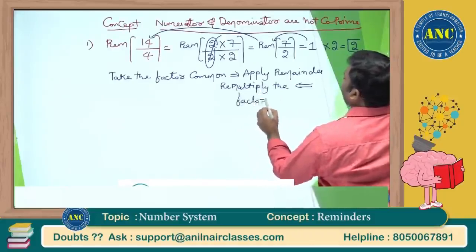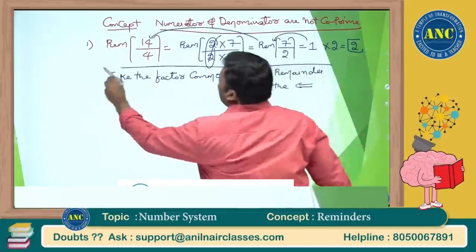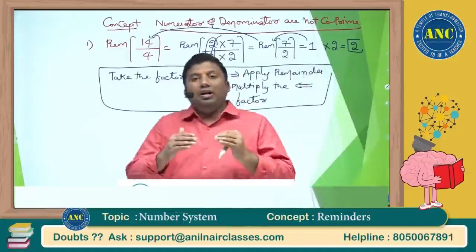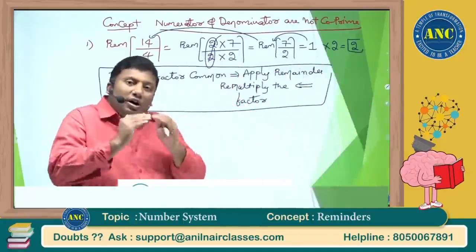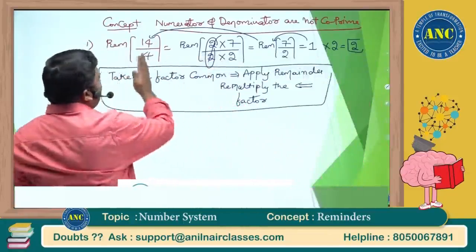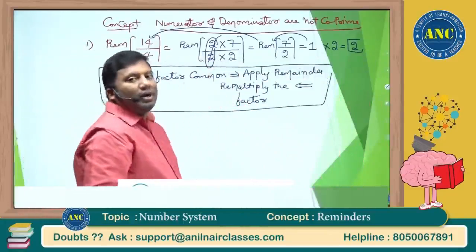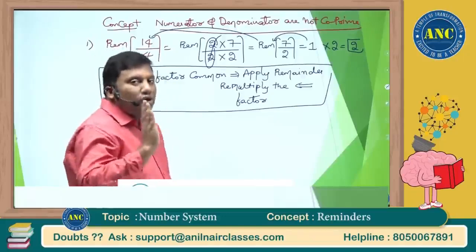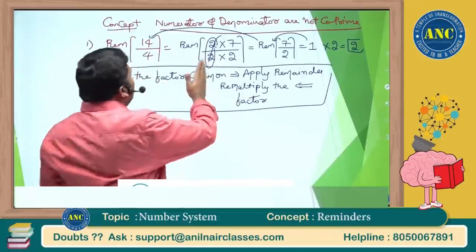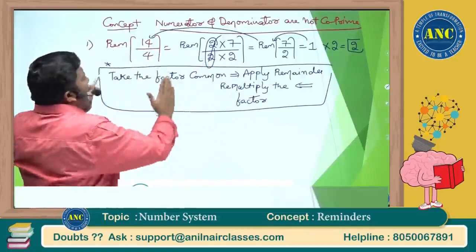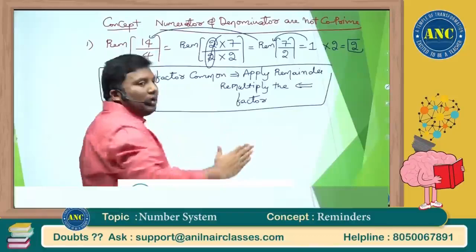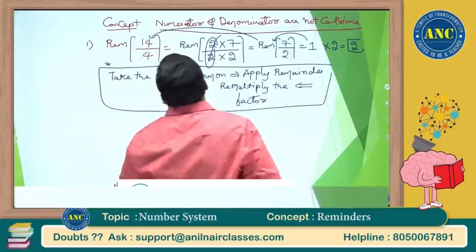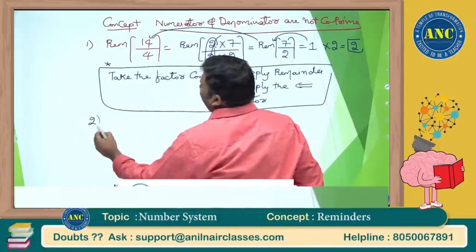If the numbers are not co-prime to each other, take the factor common. In 14, it is 2 into 7; in 4, it is 2 into 2. Take the 2 out. 7 divided by 2: 2 3s are 6, remainder 1. Whatever factor we took common, after taking it out, 7 divided by 2 gives remainder 1. Remultiply with the common factor.